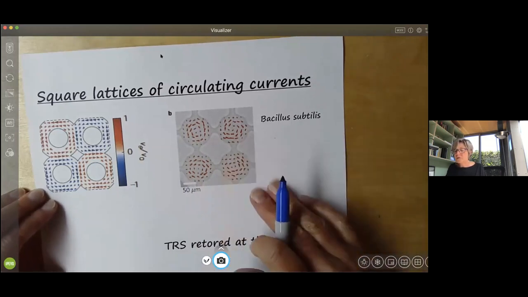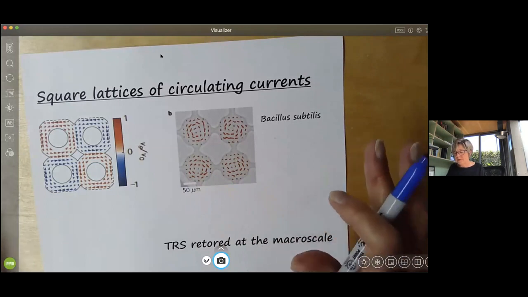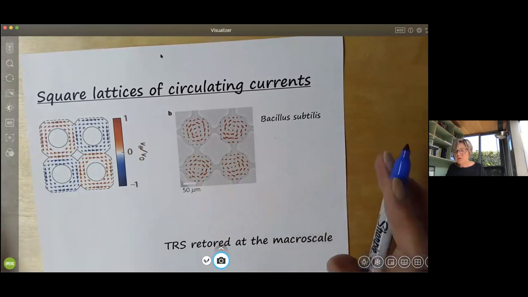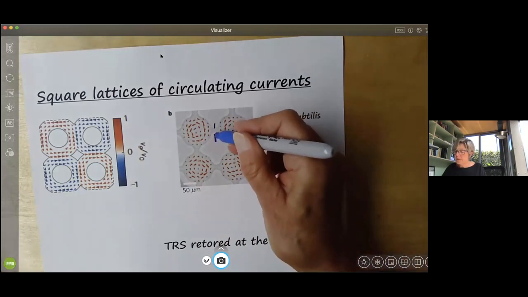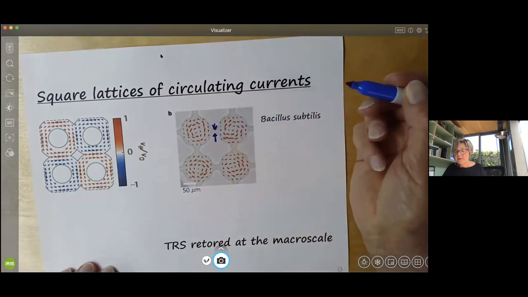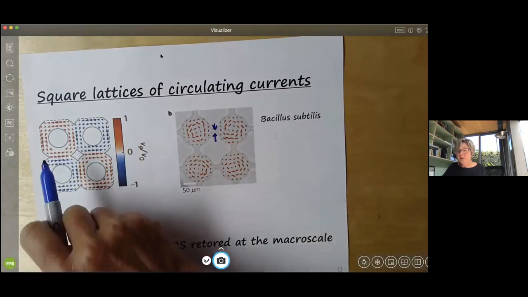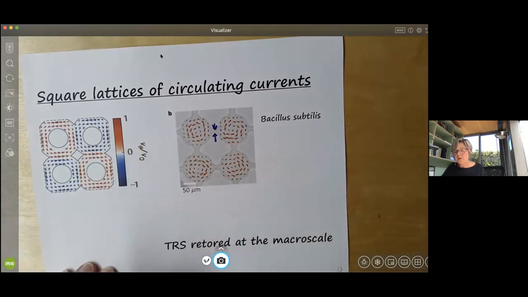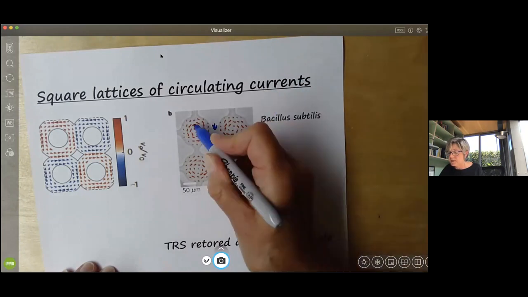In both cases, I create square lattices of circulating currents. And you can show that, at least for certain values of the spacing of these channels, you will find essentially an alternating clockwise and counterclockwise rotating current. Essentially, you get antiferromagnetic order of the circulating current. You can quite see it here.